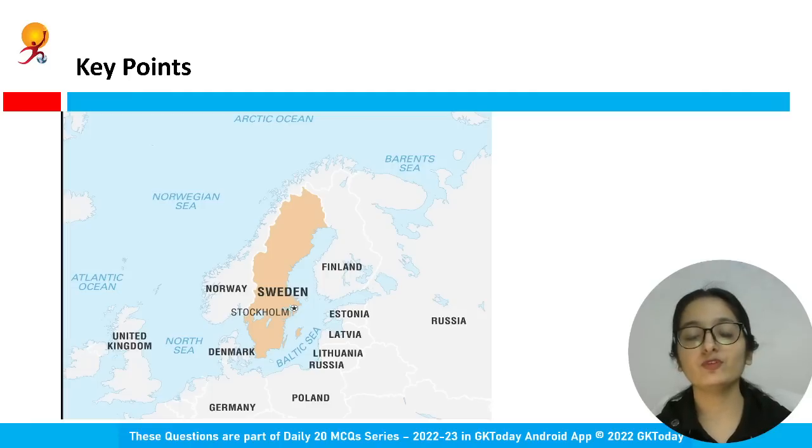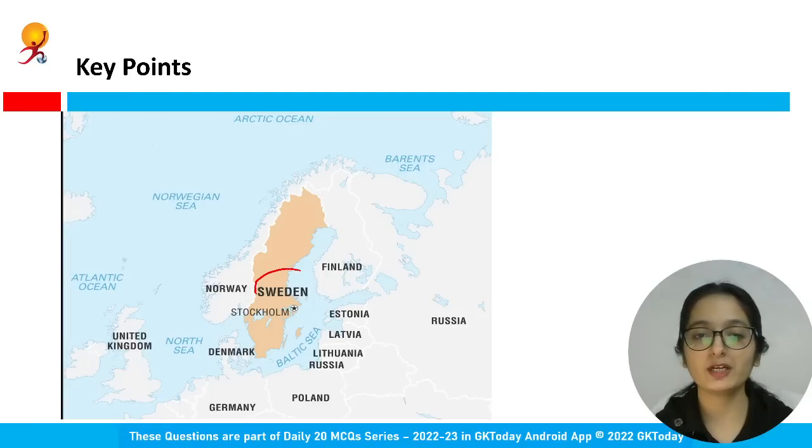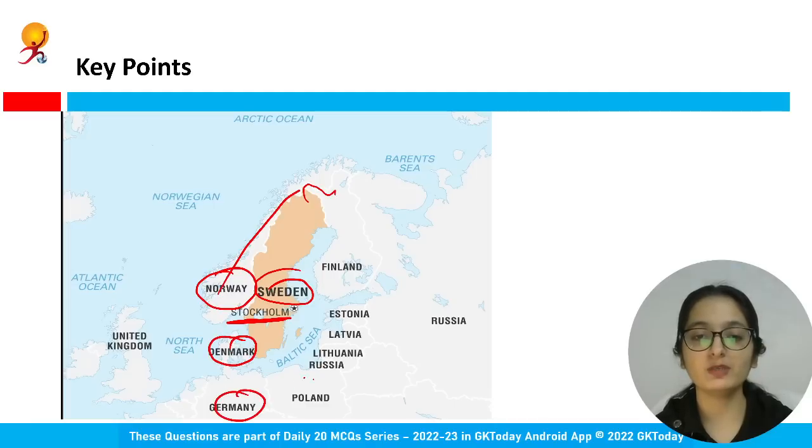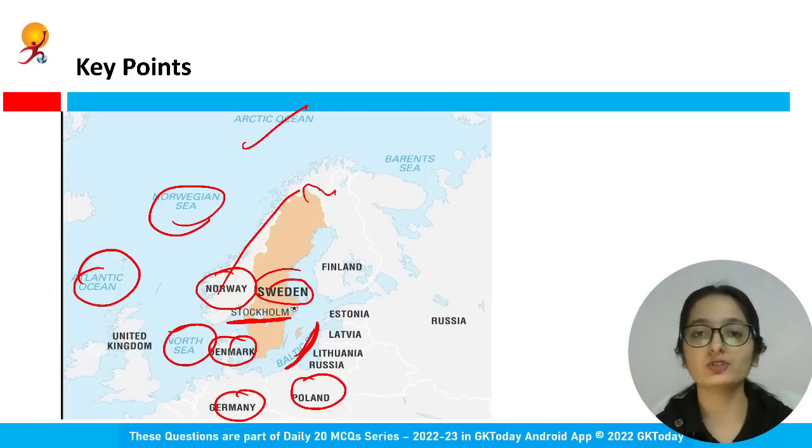Then, before moving to the next question, where is Sweden as we are covering? See here. Capital is Stockholm. Basically, the bordering countries are Norway. Here it is Norway. Finland, it is bordering to, below there is Denmark. Here is Germany, Poland, right? Baltic Sea. And we do look over the other seas also. North Sea, Atlantic Ocean is there, Norwegian Sea, Arctic Ocean is there, Barents Sea.